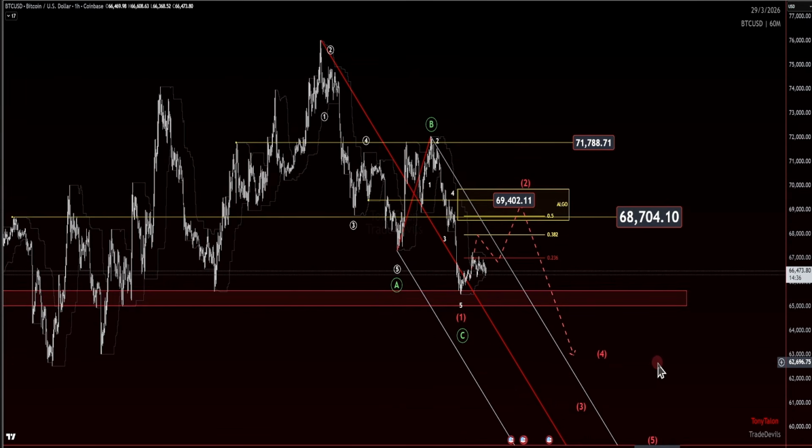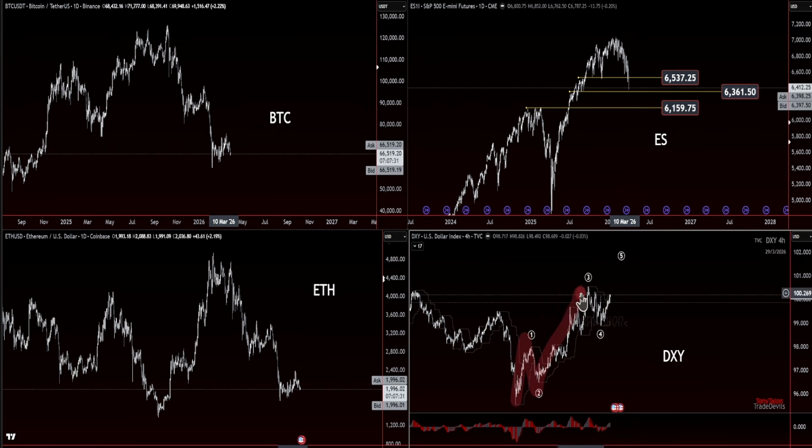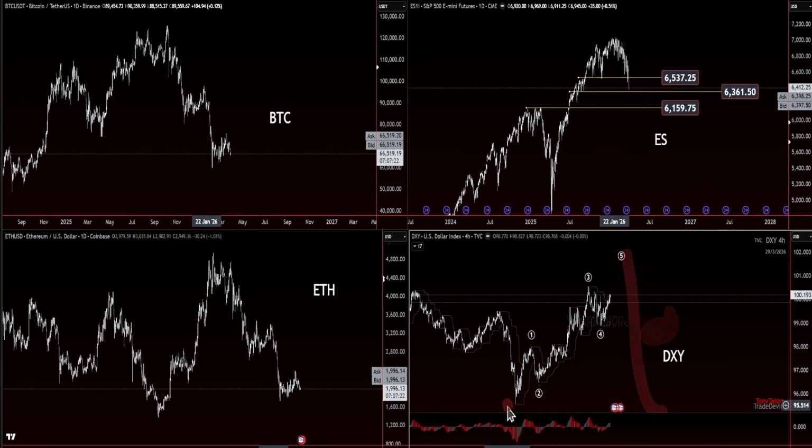Let's go ahead and dive into some of the correlated assets that I'll be watching. All right, I'm just going to go over these correlated assets here real quick. I want to look at ES and DXY. This is what I typically look at every day. Just see where these correlated assets are. DXY, I think down here on the 4-hour, we have a good look for a potential impulsive move up. When that 5th hits, we would expect some kind of rollover or retracement, if not a full retrace of this impulsive range.